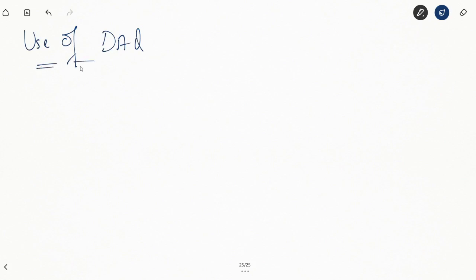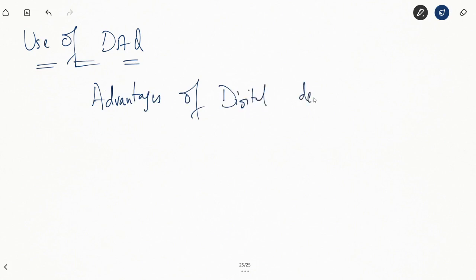I'm writing DAQ. DAQ stands for Data Acquisition System. Now, what is the use of data acquisition system? Why do we use a data acquisition system? So you know already the advantage of digital devices or analog devices, so where we can use digital devices as compared to analog devices. Now, what is the use of data acquisition systems?